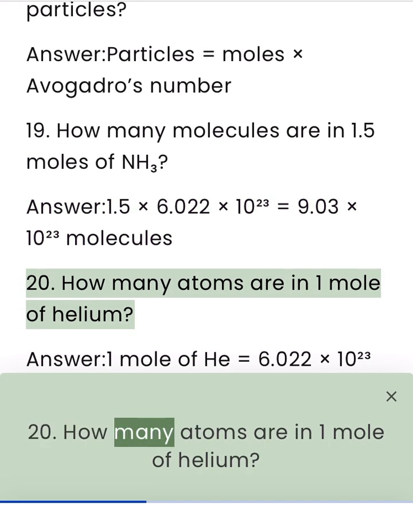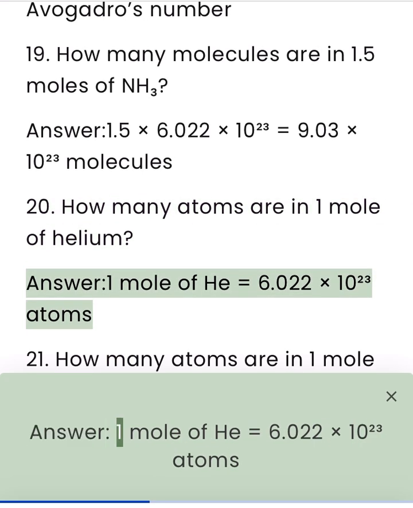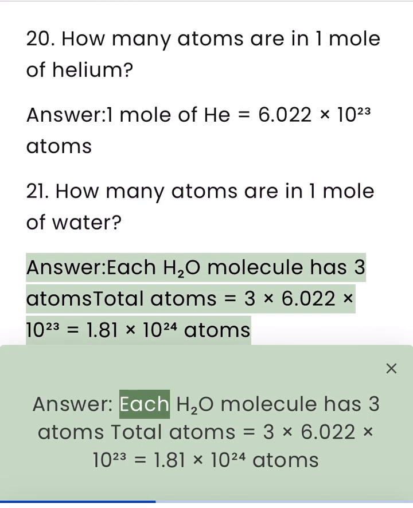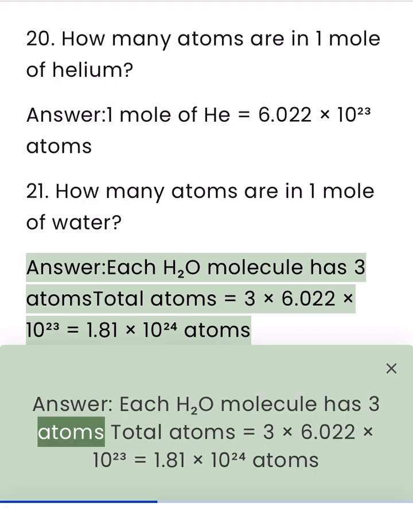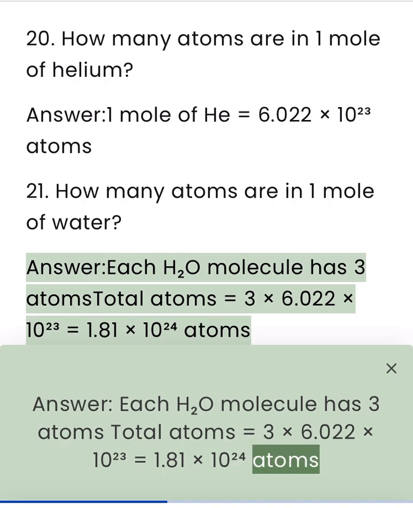20. How many atoms are in 1 mole of helium? Answer. 1 mole of helium equals 6.022 × 10^23 atoms. 21. How many atoms are in 1 mole of water? Answer. Each H2O molecule has 3 atoms. Total atoms equals 3 × 6.022 × 10^23 equals 1.81 × 10^24 atoms.